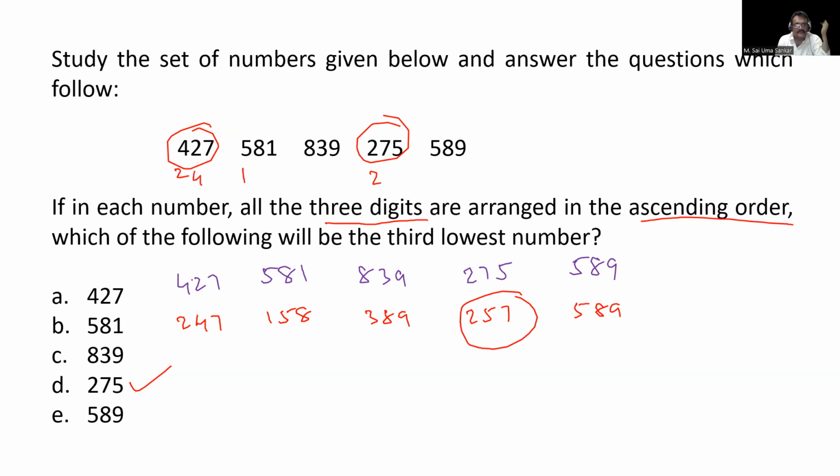What is the next digit? That is equal to 4. First digit is 2. What is the next digit? That is equal to 5 or not. So here 581 is the first lowest number. What is the next? 427. And what is the next number? 275. That is the answer. Is it clear?